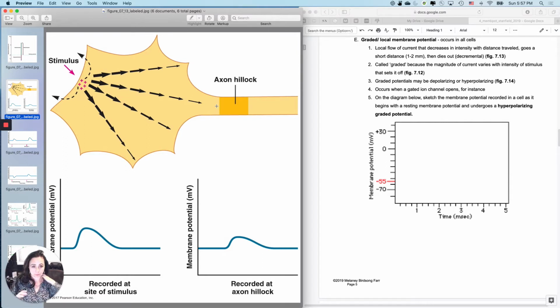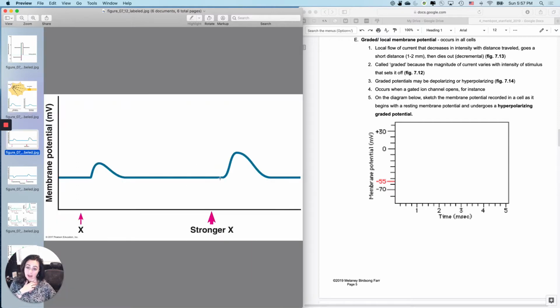Okay, so it's called local or graded because it's decremental. As you move further away, the intensity changes. It's also called graded because it can be strong or weak. So if I opened one gated sodium channel over here, I might get this. But what about if I opened 5 gated sodium channels over there? I might get this kind of change. So it can be strong or weak.